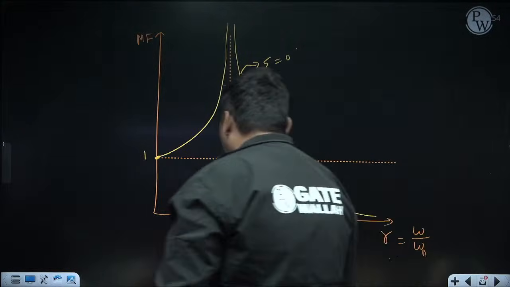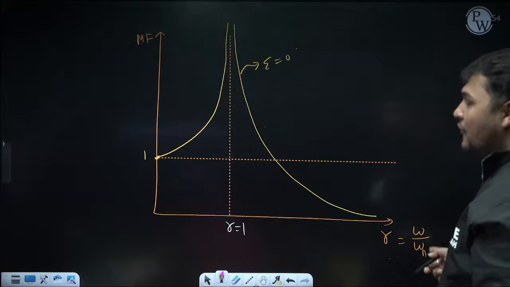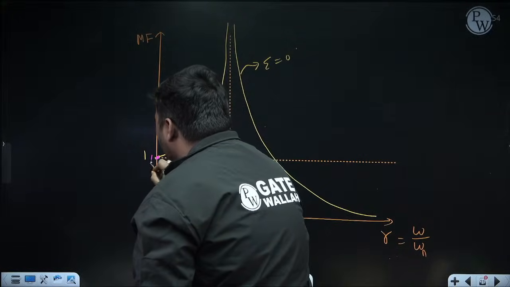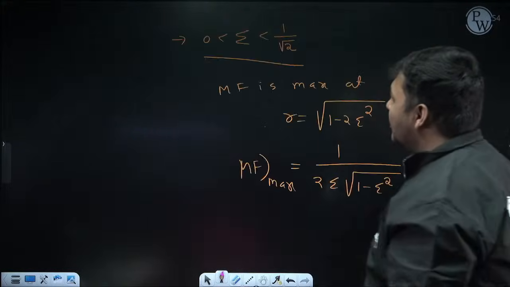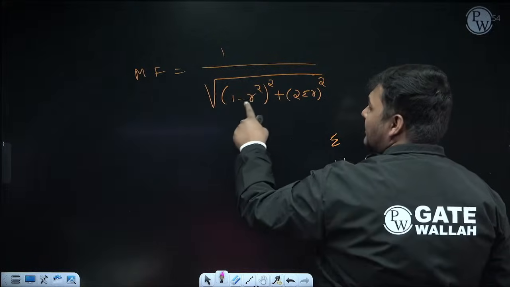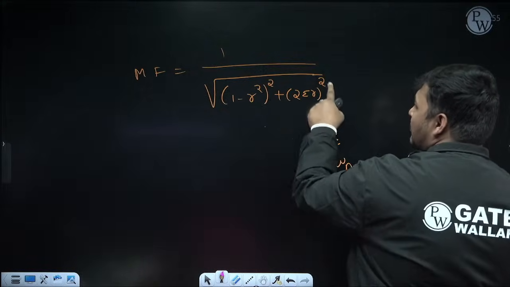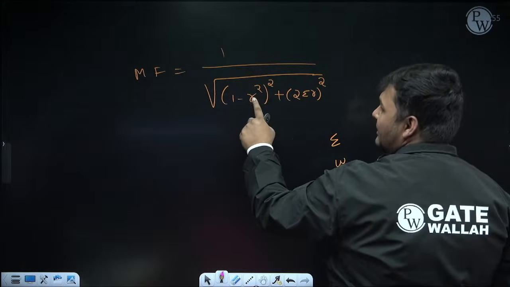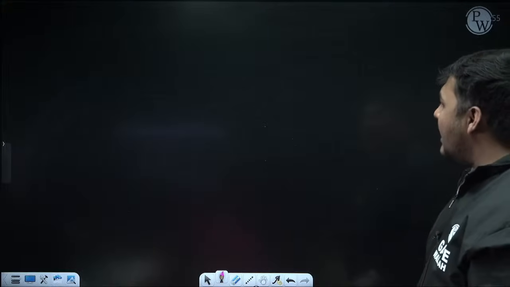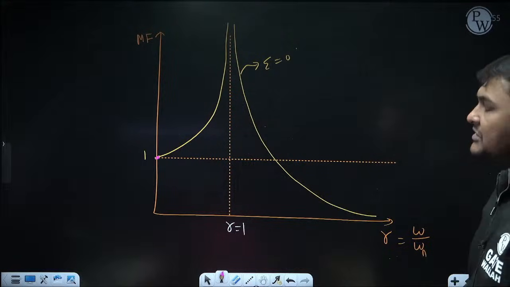Suppose I am drawing the graph for zeta equal to 0.1. Whatever the value of zeta, for all zeta at R equal to 0, MF will always be 1. So always start the graph from this point. Because in this equation, if you put R equal to 0, this part will be 0. So 1 minus 0 whole square means 1 square. And if R equal to 0, this part will be 0. So below side root 1 will come. Root 1 is 1 and 1 upon 1 is 1. So for all zeta, the value of MF at R equal to 0 will be 1. So always start the graph from this point.